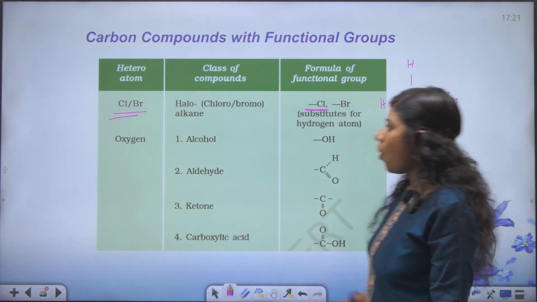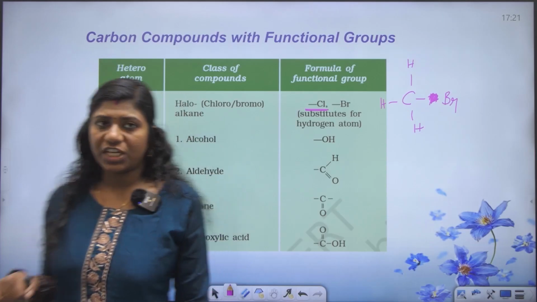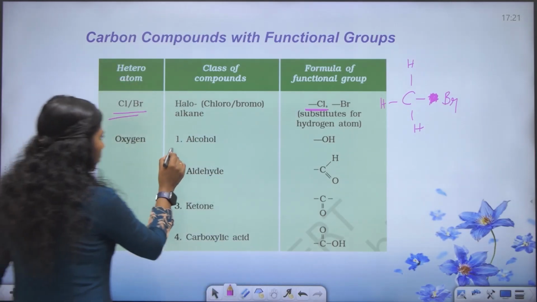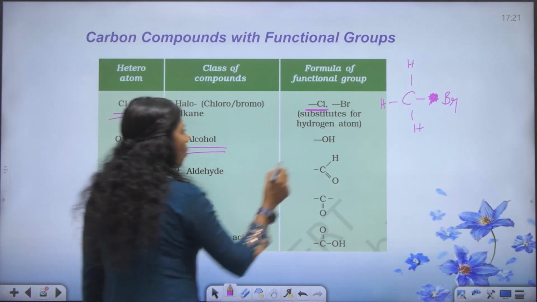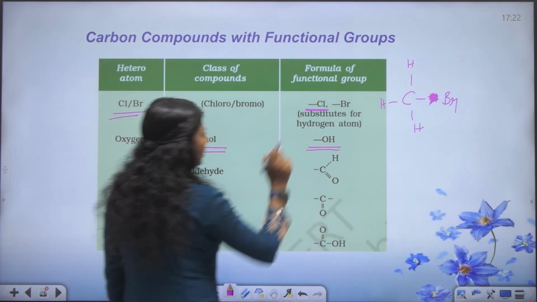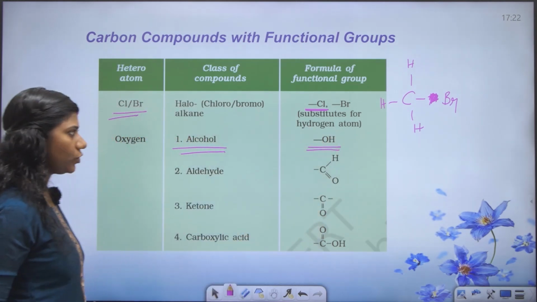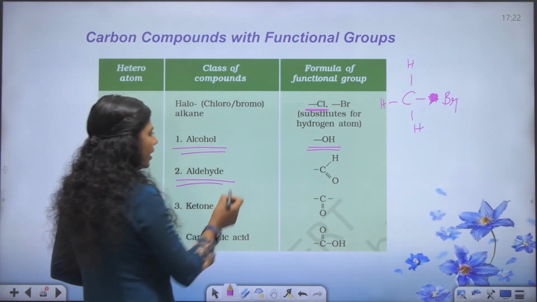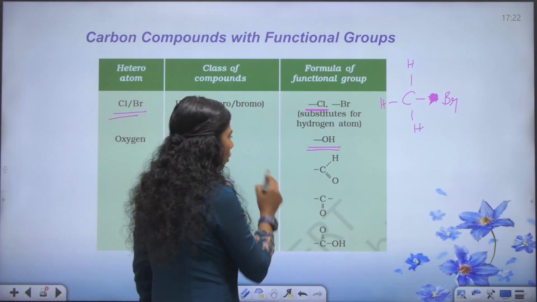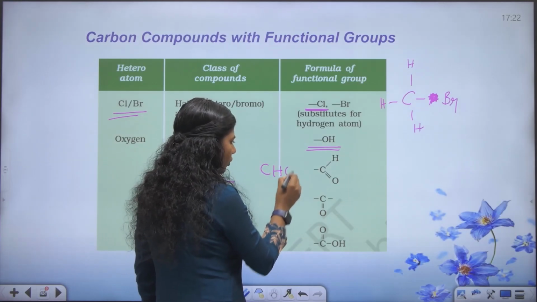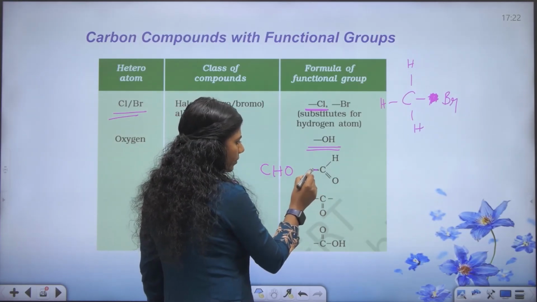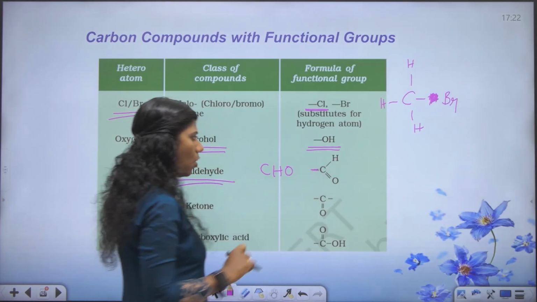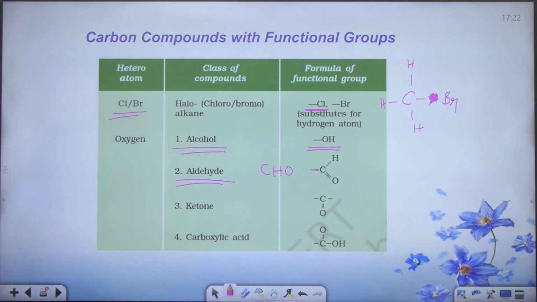And next, oxygen containing functional groups. First one, alcohol. Alcohol is OH. The OH group is attached to a carbon atom. And aldehyde. Aldehyde is CHO. The bond is like this: carbon connected to hydrogen and carbon connected by a double bond to O. That is CHO. Aldehyde, CHO.